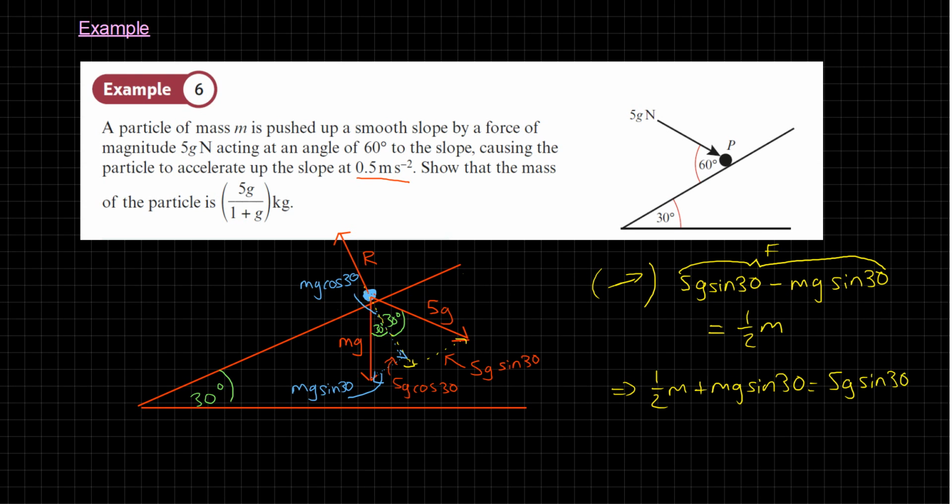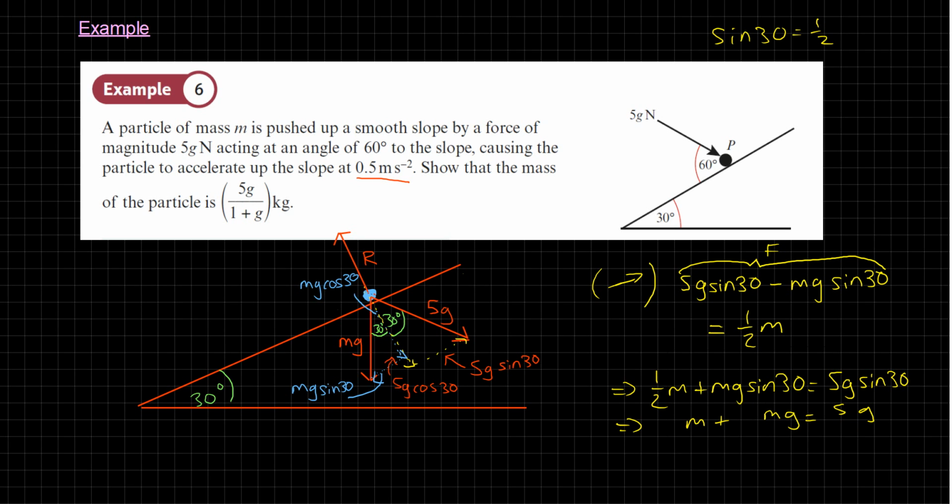Okay. Right, at this stage, I think we should get rid of this sine 30 because it's a very easy value. We should know what it is. It's a half. Okay, sine 30 is equal to a half. So let's get rid of it because otherwise we're just going to be manipulating expressions that are more complicated than they need to be. So that's a half m plus a half mg equals 5 over 2g. And then in fact, let's multiply everything by 2. So half m becomes m, half mg becomes mg, and 5 over 2g becomes 5g.